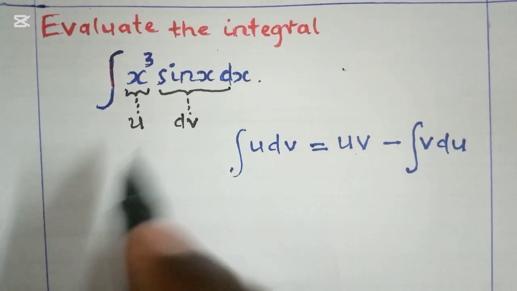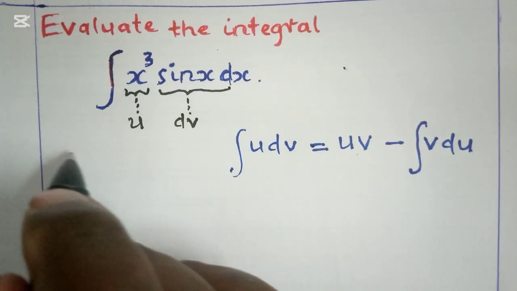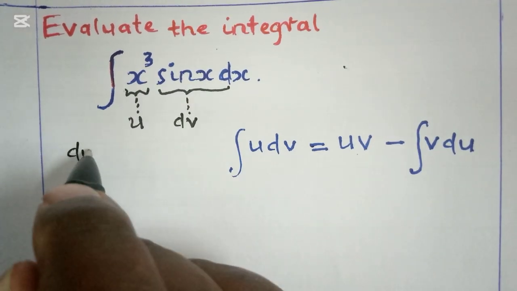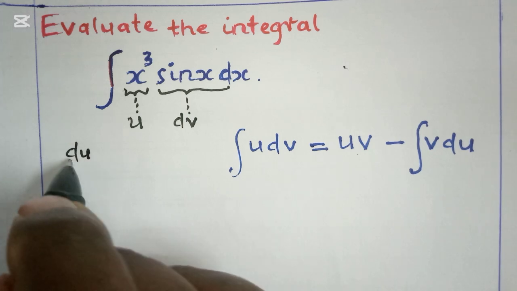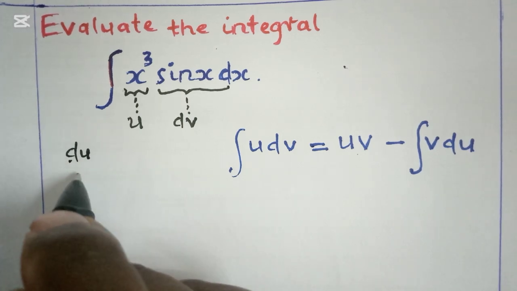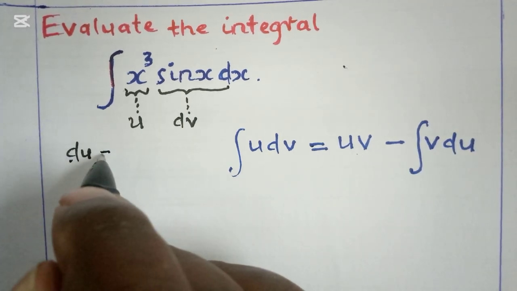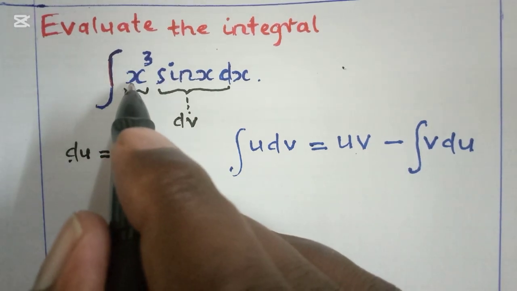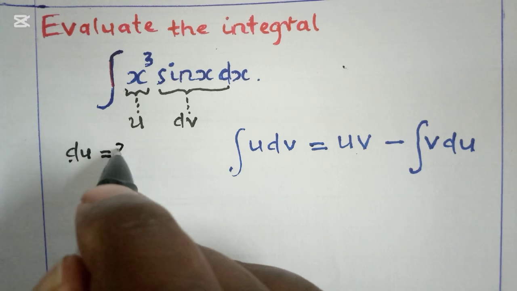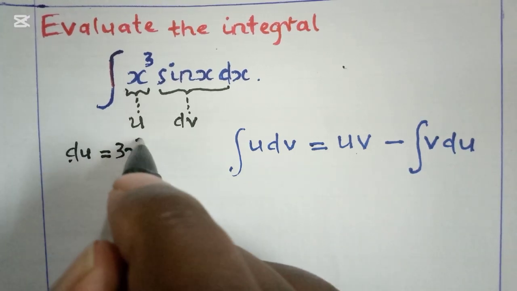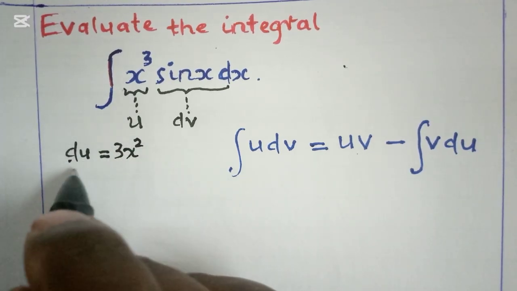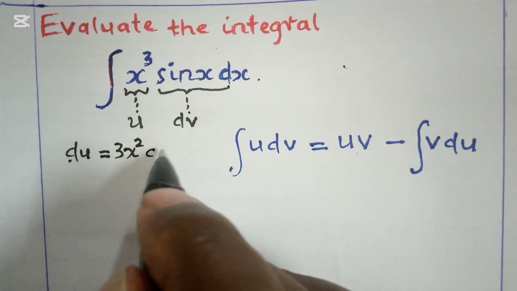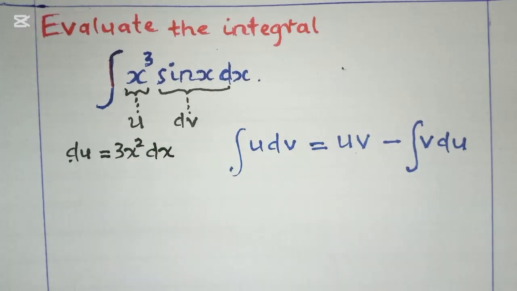So let's do that guys. I come here and find du over dx. Guys, instead of writing dx down here, I'll write it after finding du over dx for that. That is 3x squared. Then I can write my dx, instead of writing it here, I write it here. So guys, I hope that is understood.